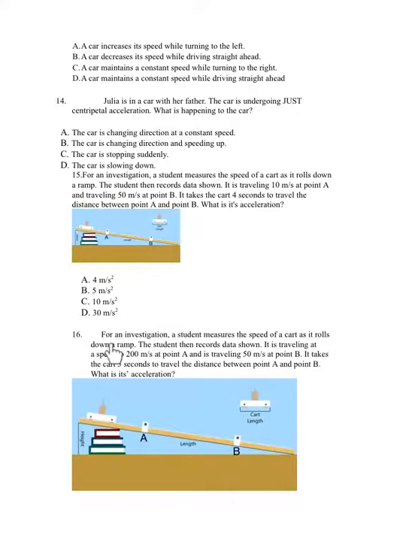Number 16. For an investigation, a student measures the speed of a cart as it rolls down a ramp. The student then records the data shown. It is traveling at a speed of 200 meters per second at point A and is traveling 50 meters per second at point B. It takes the cart 5 seconds to travel the distance between point A and point B. What is its acceleration?